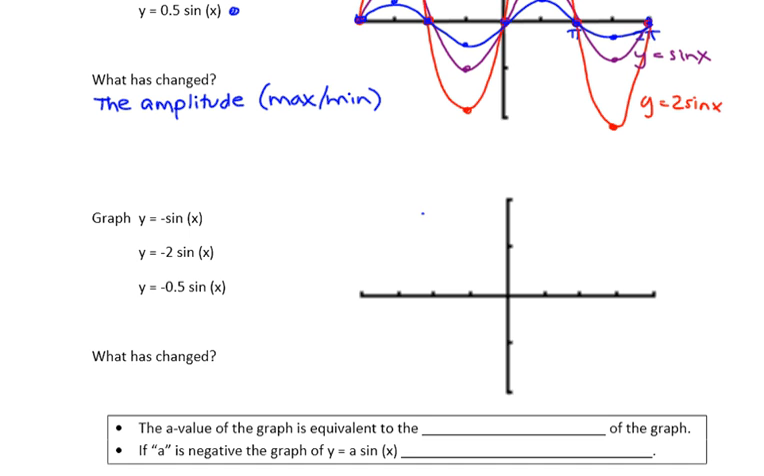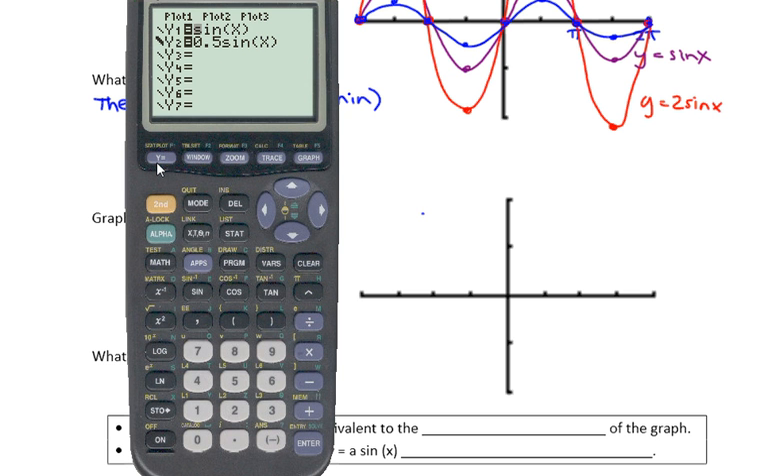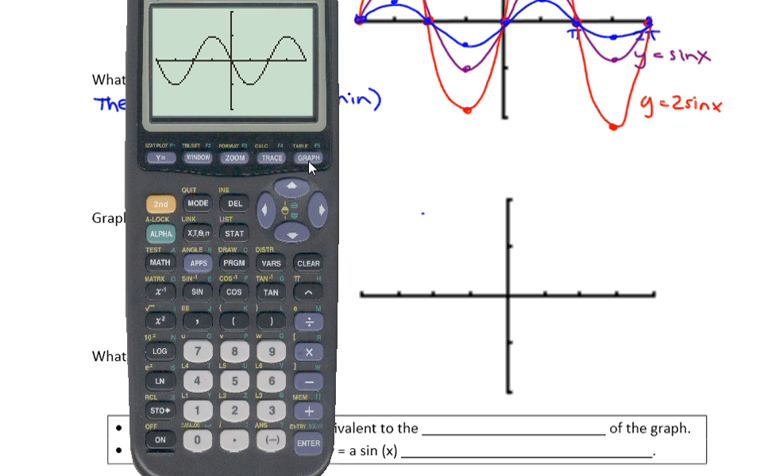What if there's a negative sign in front? How would that change our graph? What I'd like you to do is go back to y equals, clear your second graph, and the first we're going to graph is negative sine x. So what does a negative do? Okay. Push graph. What's different about this graph and the one we just did?